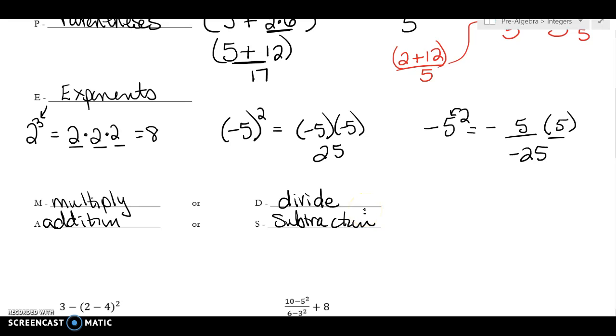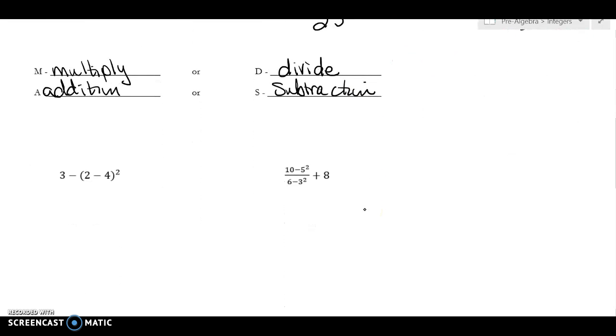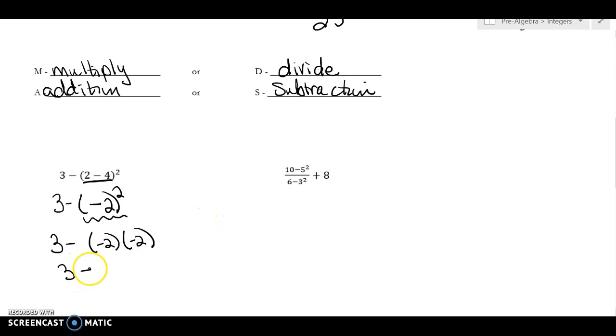Okay, so I got a couple problems down here for us to try before I let you try some on your own. So if you notice, I have parentheses and I do what's inside the parentheses first. So I'm going to do that. And I get 2 minus 4, which is negative 2. Now when I square that, if you like, you can write it again twice so that you know what you're doing. Now it's a multiplication problem. And negative 2 times negative 2 is a positive 4. And now 3 minus 4 is negative 1.